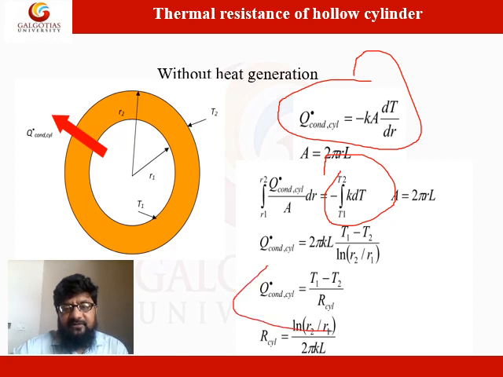And we can write this equation in the typical electrical analogy form. Q is equal to delta T upon R, where R is the thermal resistance of the cylinder. If we compare both these equations, what will be the value of R? We can get ln(R2 by R1) over 2 pi KL.